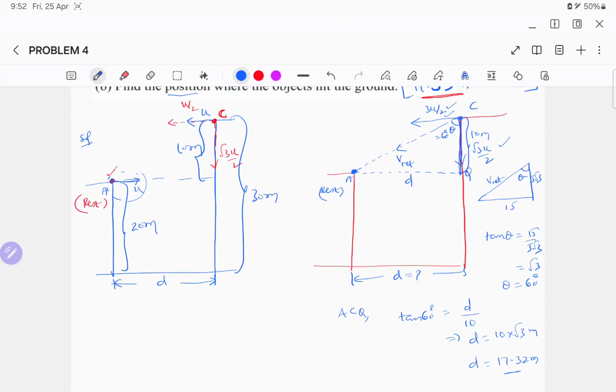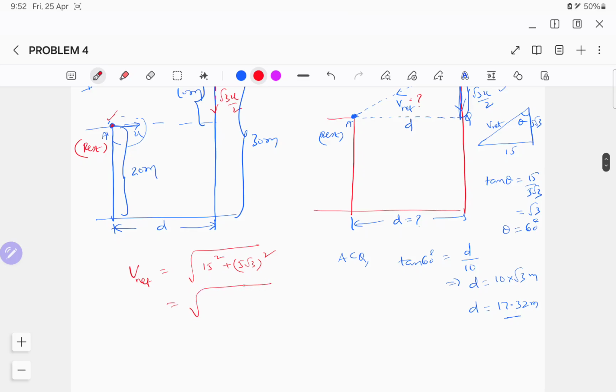Let me find out the V net value, I mean the value of net velocity. V net will be the root of 15 square plus 5 root 3 whole square, because 3u by 2 is 15 and root 3u by 2 is 5 root 3. The resultant of those two will be in this way. So it will be 225 plus 25 into 3, 75, which is again 300, so it will be 10 root 3 meter per second, right?